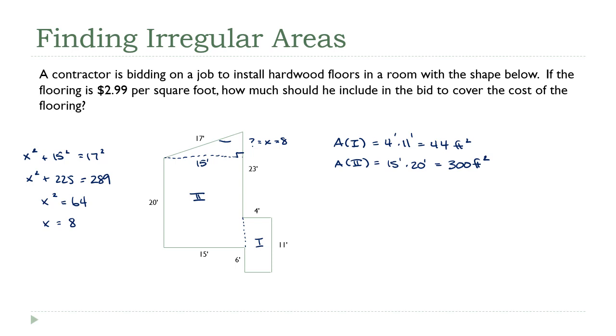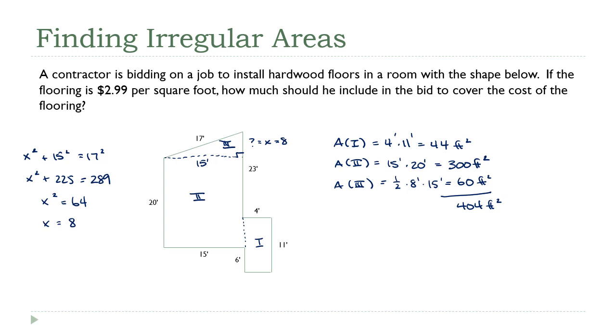Right? So if we call this one up here area 3, the area of section 3 is 1/2 times 8 feet times 15 feet, which is 60 square feet. Add them up, and the total area is going to be 404 square feet. All right, but that's not the answer, right?